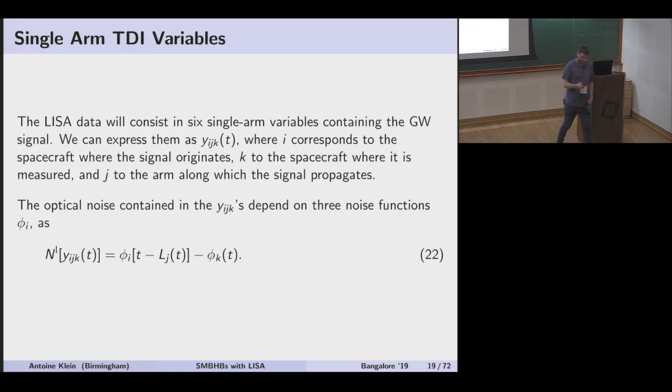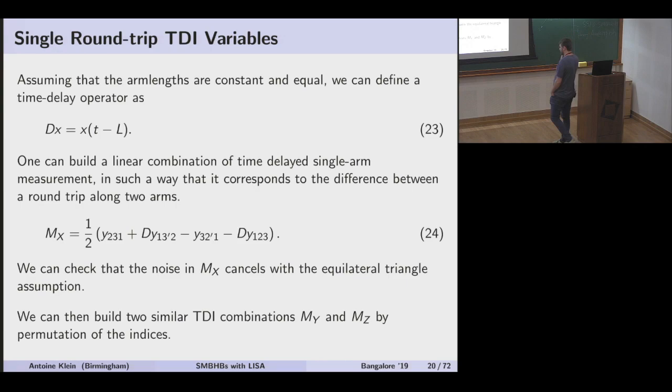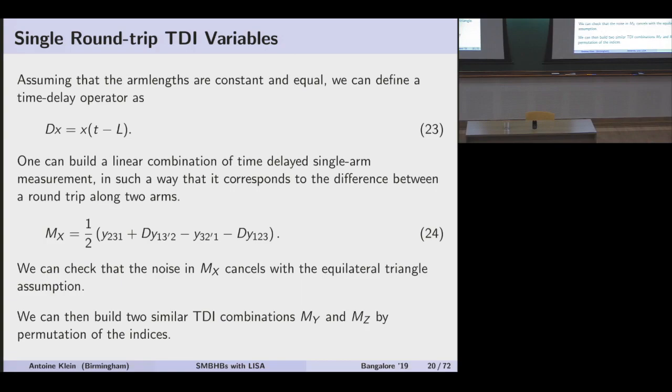So at first level of approximation, we can assume that our arm lengths are equal and constant. So it means that we can construct a time delay operator, D, that applies on some function x of t, like this. D x will just be x measured at time t minus l, where l is the arm length of our detector. So one kind of thing we can do is to construct a signal that's close to a Michelson interferometer.